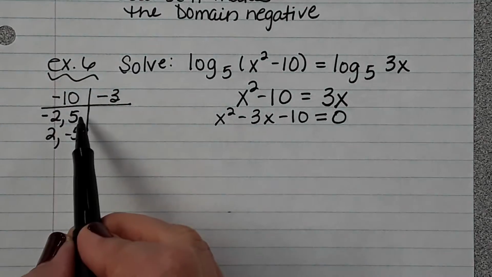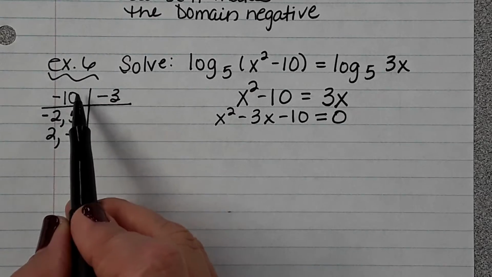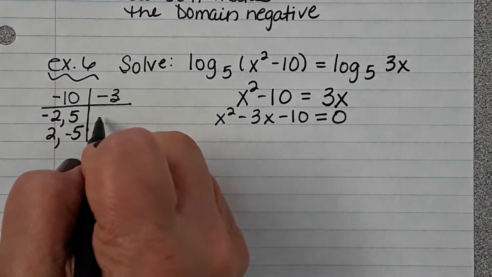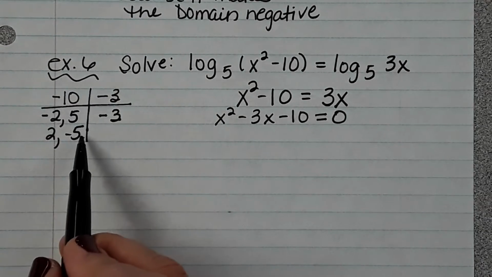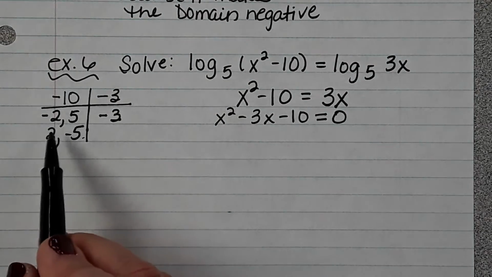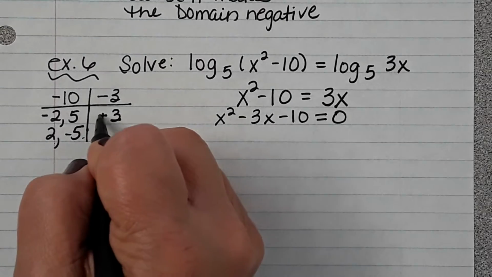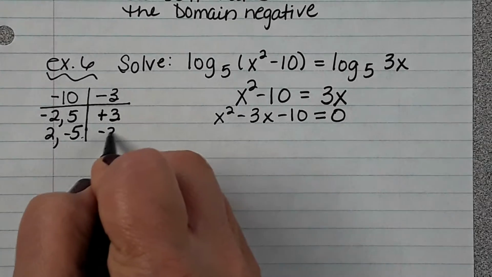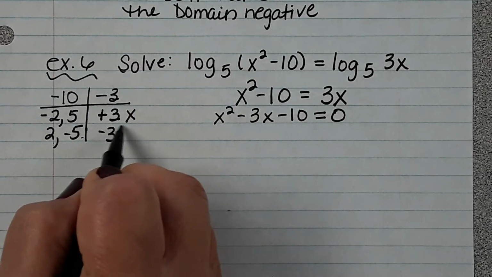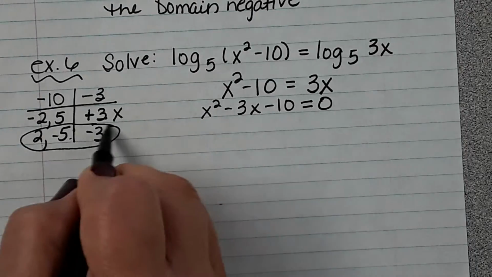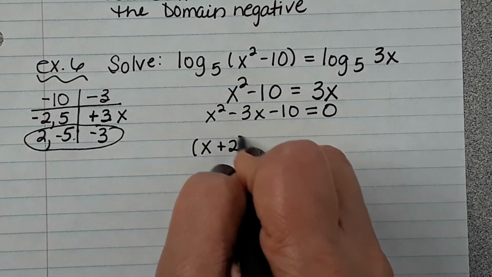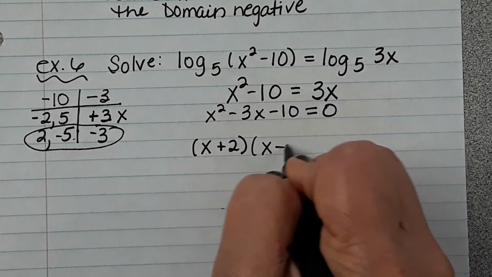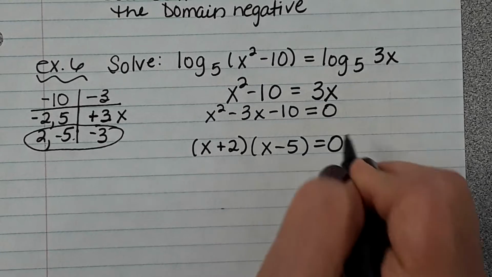Negative 2 times 5 is negative 10. Negative 2 plus 5 is negative 3. 2 times negative 5 is negative 10. 2 plus, I'm sorry, that's positive 3. I can do that. This is negative 3. This one does not work. This one does. So we will have x plus 2 times x minus 5 equals 0.